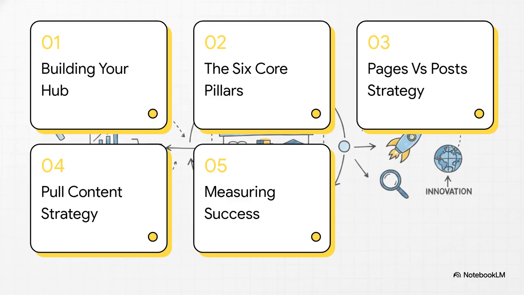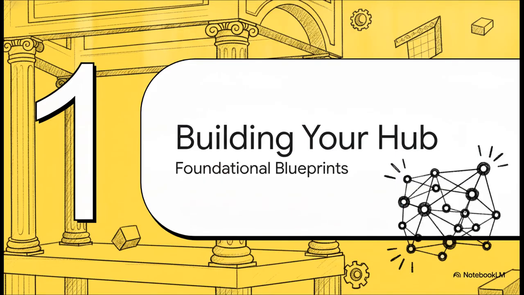We'll start with building your digital hub, move into the 6 core pillars, break down the pages versus post strategy, look at the pull content strategy, and wrap things up by measuring operational success. Let's get to it. So part 1, building your digital hub. We're kicking things off by looking at the foundational blueprints you absolutely need to build a structured digital knowledge graph.